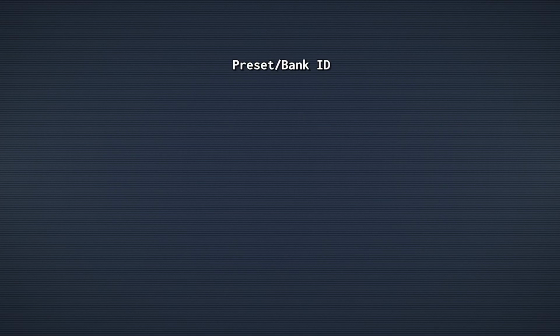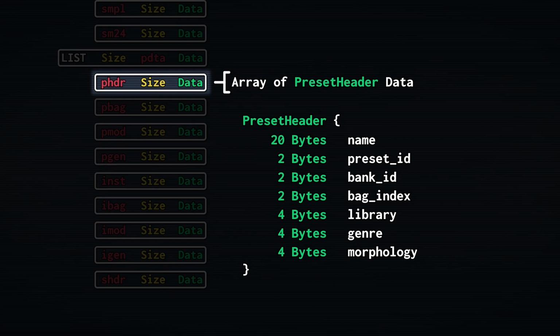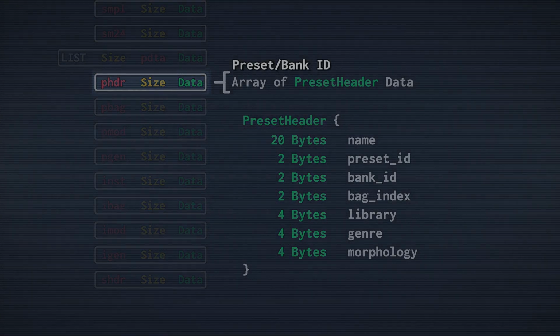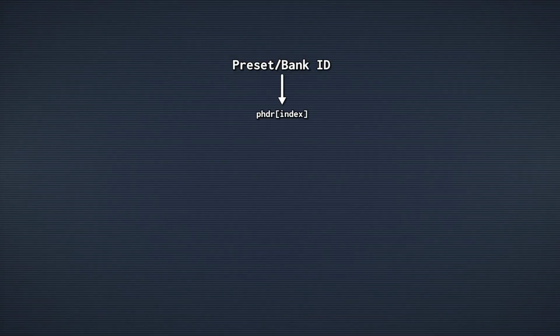We start with a preset ID and bank ID. Remember, in our example case, we assume that the preset ID is the same as a general MIDI program ID. And for our bank ID, let's just assume it has a value of 0, which means we're targeting the very first bank in the file. First, we could go through our preset headers, so the phdr chunk's data, and find the preset with the specific IDs we're looking for. But how do we get from this preset header to the actual sample data? First, we need to inspect its bags.